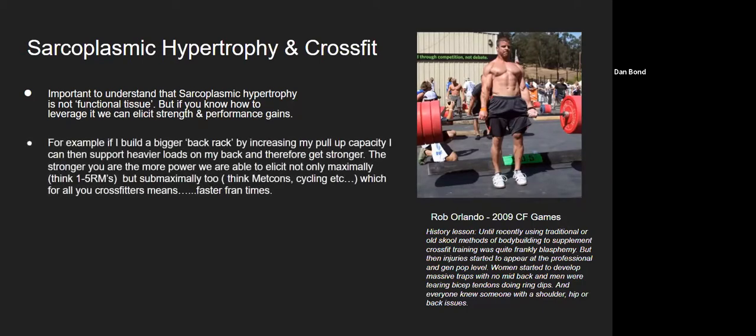So for example, if I build a bigger back rack by increasing my pull-up capacity, so if I take my pull-ups from 0 to 12, I will increase the back rack density on my back. I'll increase the cross-sectional size of the musculature across my back, and therefore I can support heavier loads on my back and therefore get stronger. The stronger you are, the more power we're able to elicit, not only maximally, think 1 to 5 RMs, but sub-maximally too, think Metcons, cycling, any other sport that requires sub-maximal effort, which for all you CrossFitters means faster Fran times. Okay, so this is a way of how we can harness that sarcoplasmic hypertrophy.